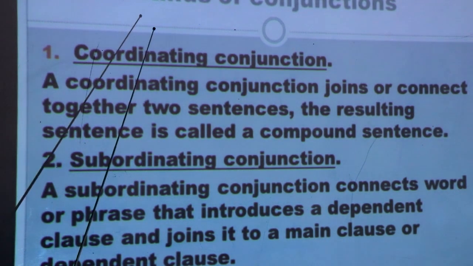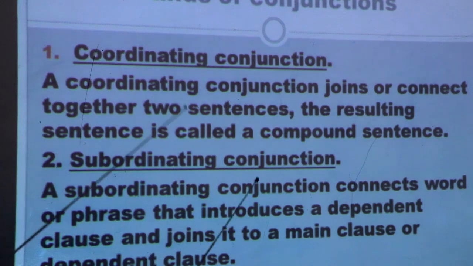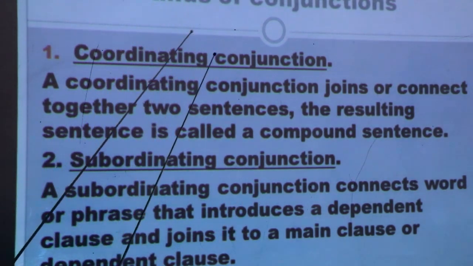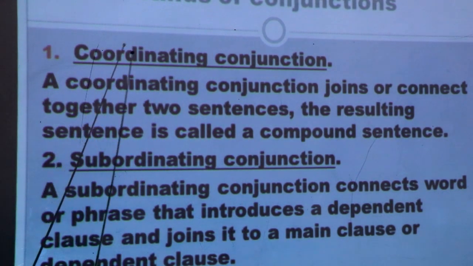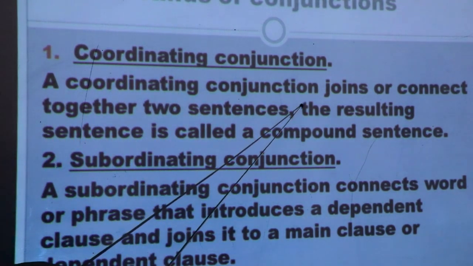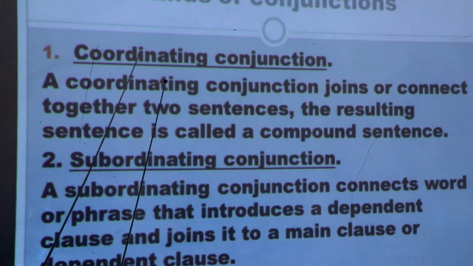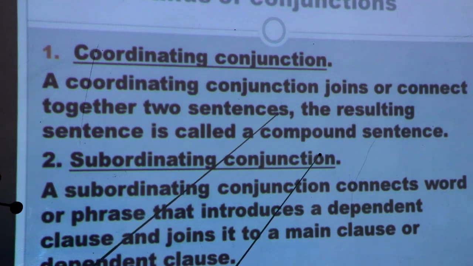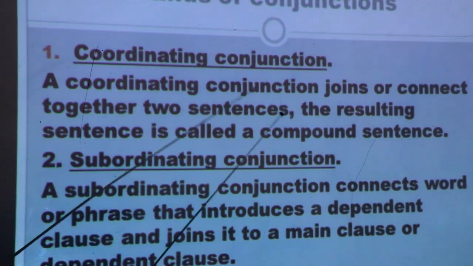This slide says kinds of conjunctions. There are two kinds of conjunction in English: a coordinating conjunction and a subordinating conjunction. A coordinating conjunction joins or connects together two sentences. The resulting sentence is called a compound sentence. I suppose you know the meaning of a compound sentence. Two simple sentences joined make a compound sentence.